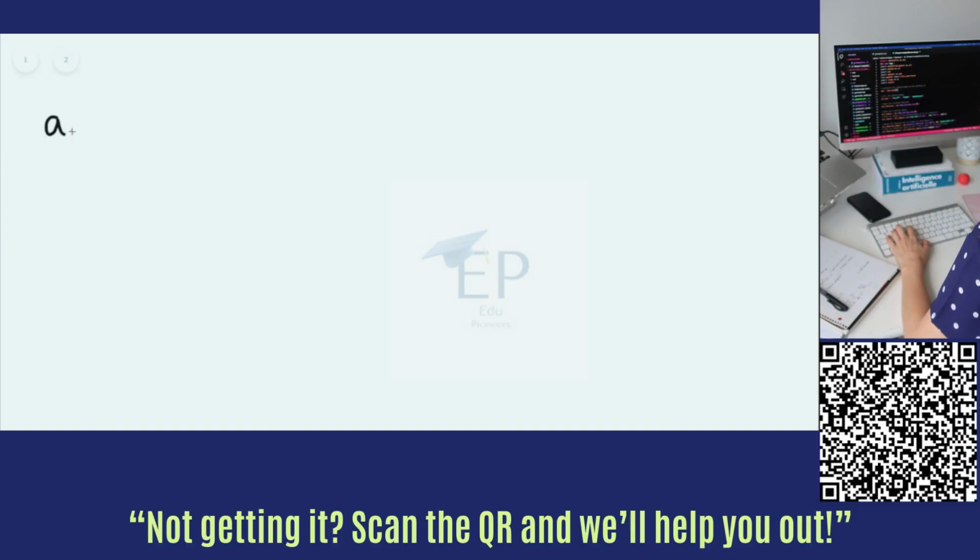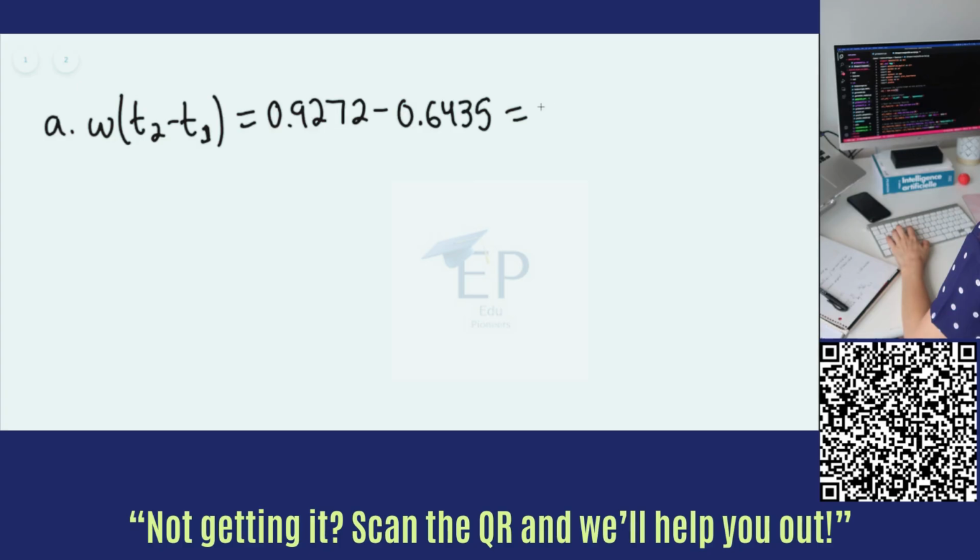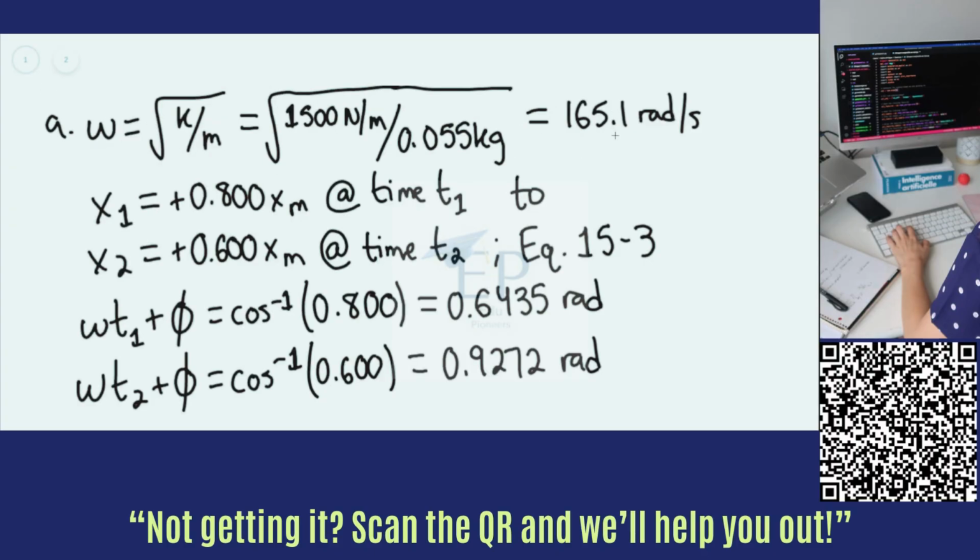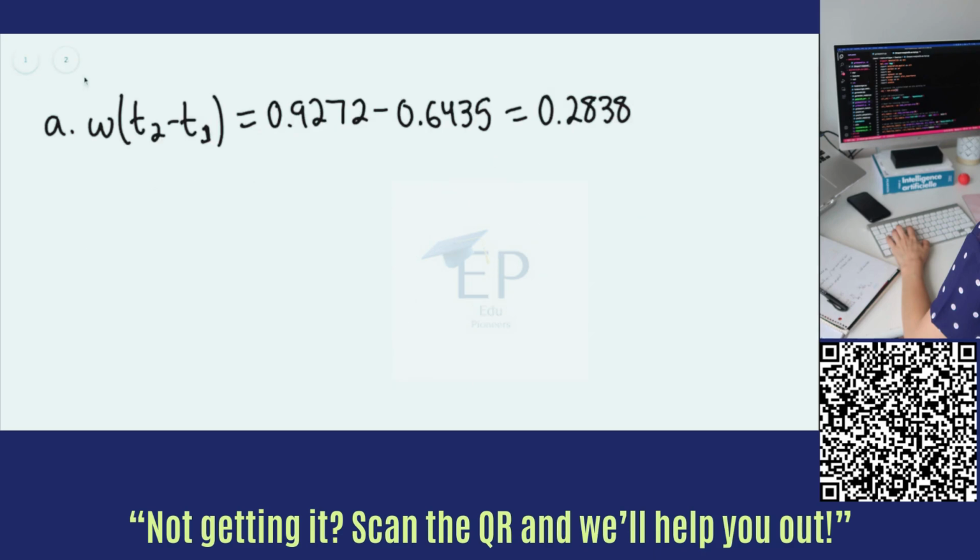Subtracting the first of these equations from the second, we arrive at omega times t sub 2 minus t sub 1, which is equal to 0.9272 minus 0.6435. This is going to equal 0.2838 radians.